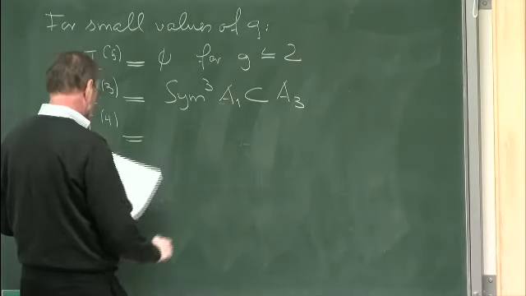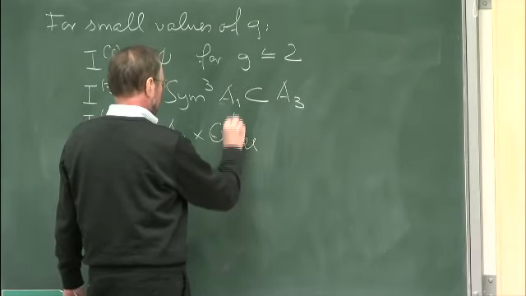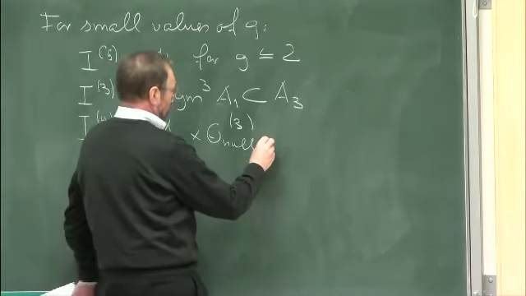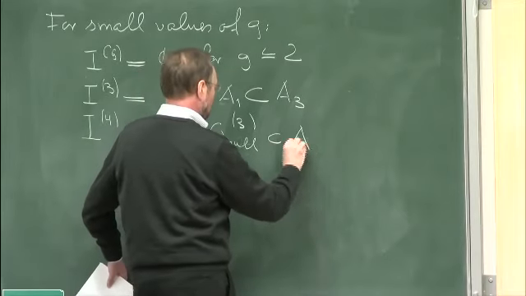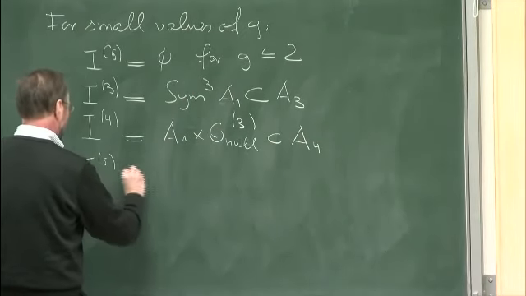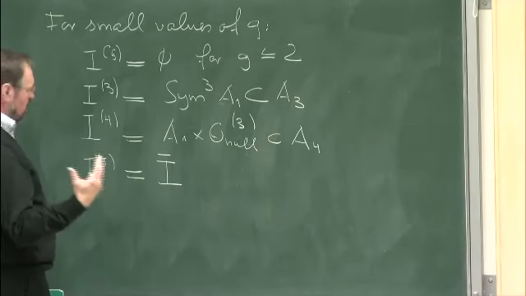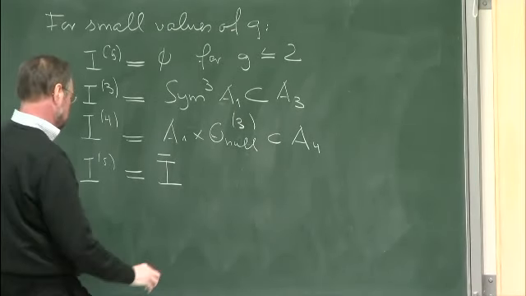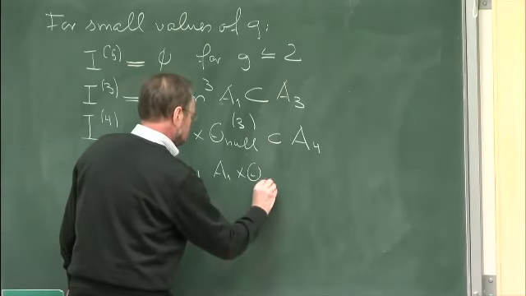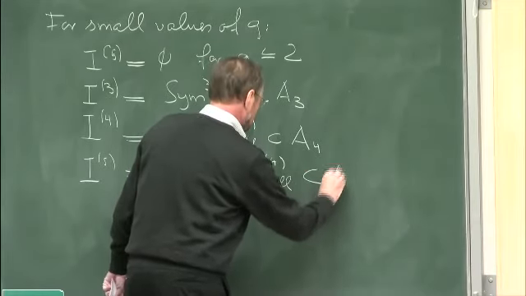A4, that is then A1 times the theta null divisor in genus 3 in A4, and A5 is the closure of the locus of intermediate Jacobians union A1 cross theta null, genus 4, sitting in A5.